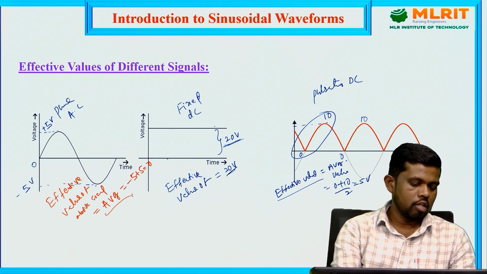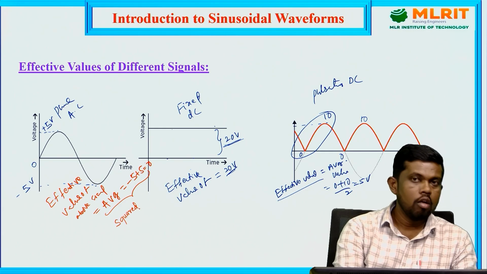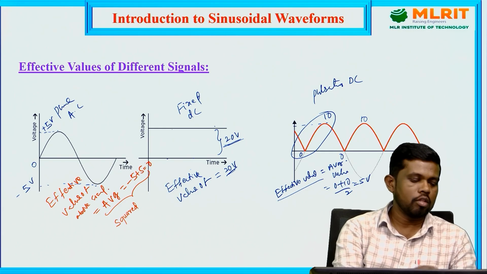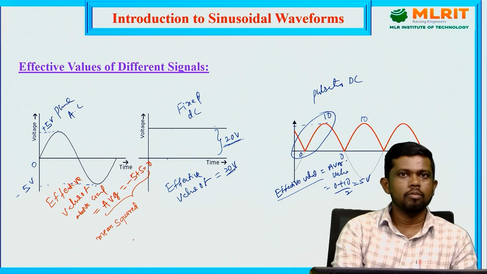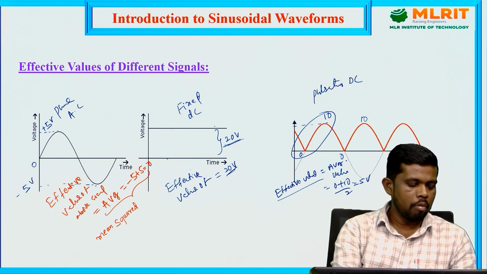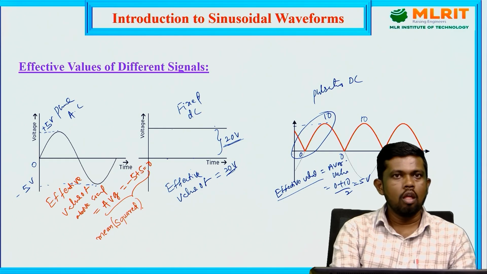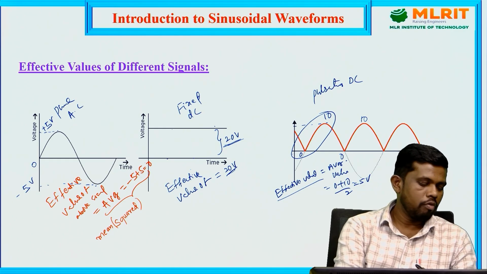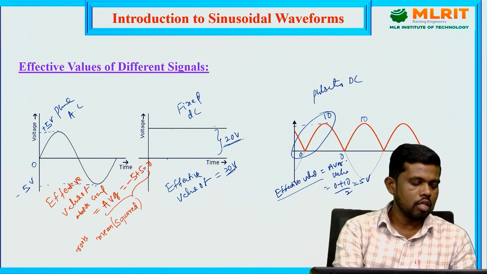For this reason, we need to do the squaring of the signal. After that, we need to find the average, which is another name for the mean value. So first we square the signal, then we find the average, that means the mean value of the squared signal. Then after that, we need to find the root of the signal. This root gives us the effective value.